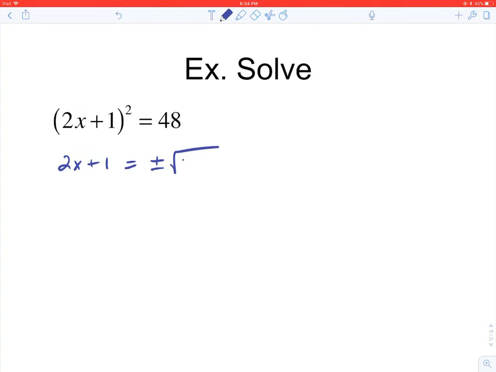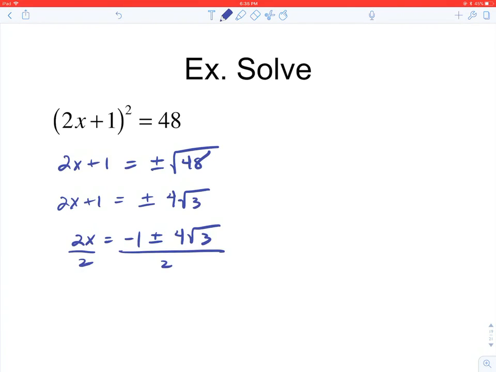So, 2x plus 1 equals 2 plus or minus the square root of 48. I believe 16 goes into 48 3 times, so we'll have 2x plus 1 equals 2 plus or minus 4 root 3. And then we want to finish isolating x, so we need to subtract 1 from each side of the equation. And divide by 2.